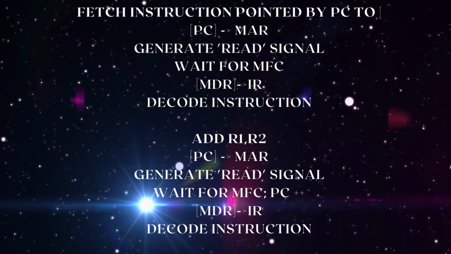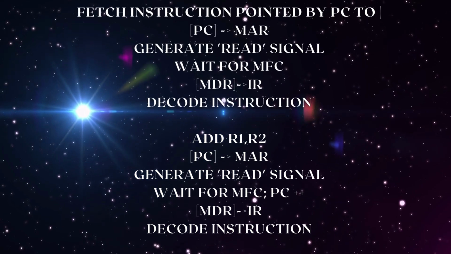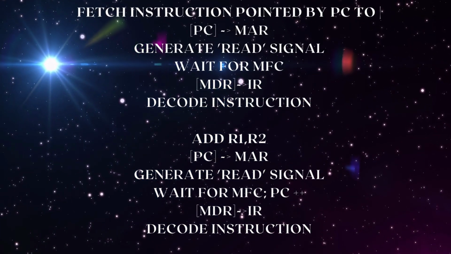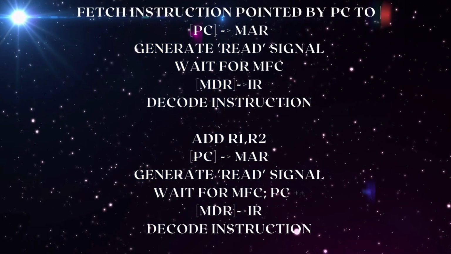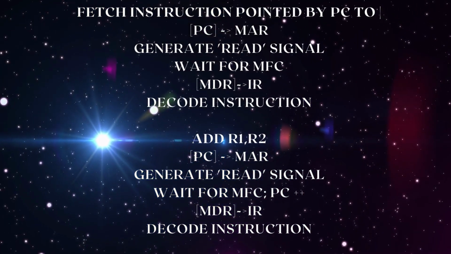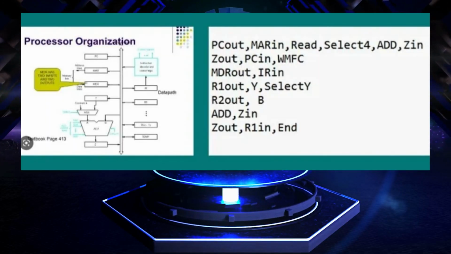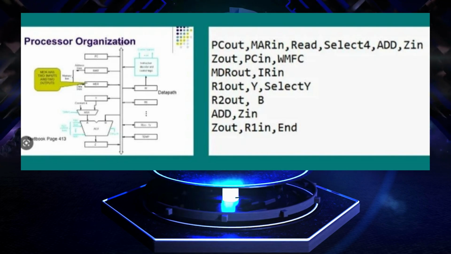Then next, when the memory sends the data to MDR, we will take it and store it into the instruction register, or IR. Then we will decode the instruction and finally execute the instruction. Now let us understand this whole process with the help of a diagram.